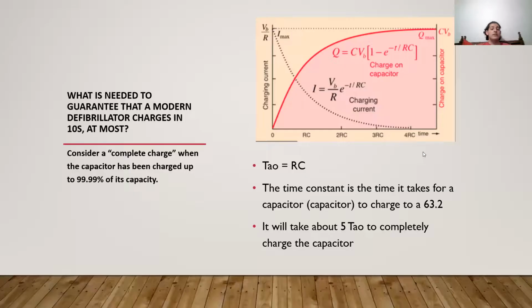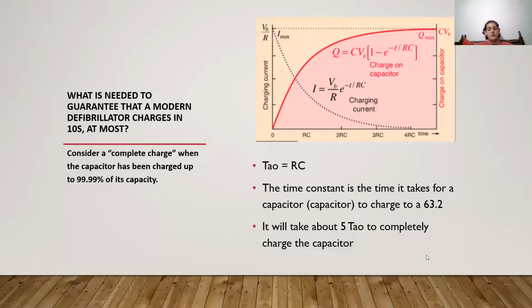The second question is how can we guarantee that the modern defibrillator charges in 10 seconds at most, milliseconds at most? I think there's a mistake over there. I don't know. So we need to consider that the complete charge of a capacitor is when it reaches 99.99% of its capacity. It never reaches 100% because this is a real situation, not an ideal one. So capacitors will never charge up to 100%.